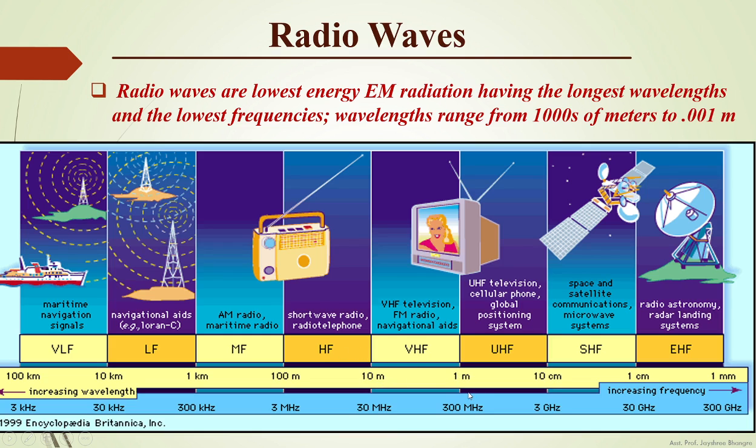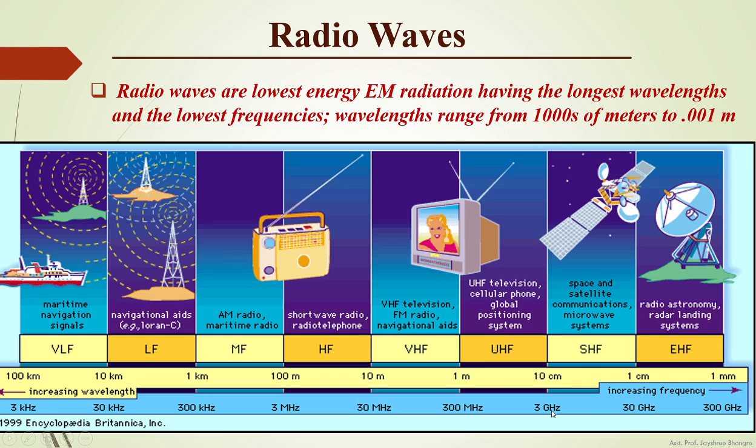Then the frequencies from 300 megahertz to 3 gigahertz are called ultra high frequencies, and they are used for television, cellular phones, and the global positioning system. The wavelength ranges from 1 meter to 10 centimeters. So as we go, the frequencies are increasing and the wavelengths are decreasing.